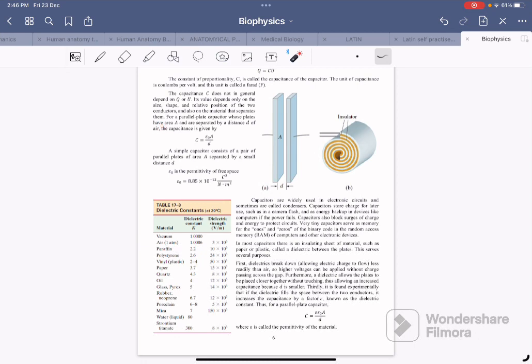For a parallel plate capacitor whose plates have an area A and are separated by a distance d, the capacitance is given by this formula: capacitance C is equal to epsilon naught A divided by the distance of separation d. So we can say that capacitance C is directly proportional to area but inversely proportional to the distance of separation between them.